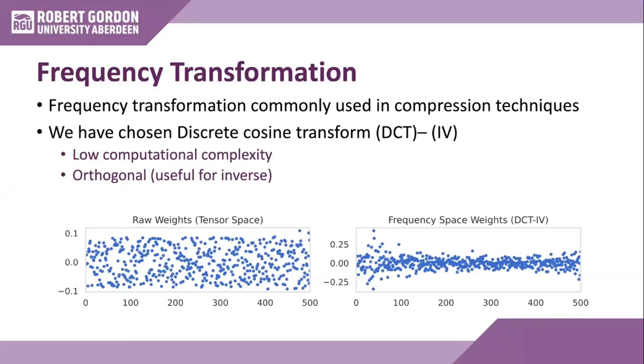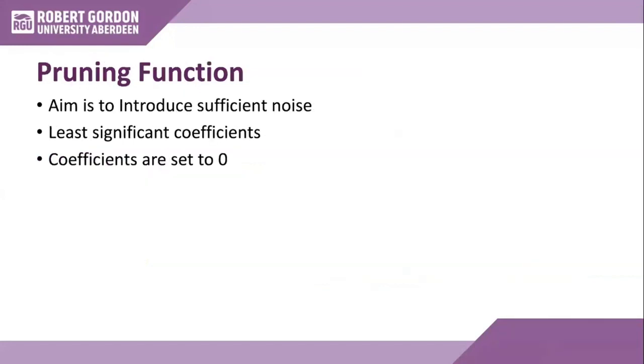For our transformation function, we have used DCT, which is known as discrete cosine transformation, for its low computation cost and orthogonality. In the diagrams below, left shows the row space and right shows the frequency space. The advantage of this transformation is that frequency space coefficients are sorted by their significance, which allows us to efficiently prune. If you move on to the pruning function, the aim is to introduce sufficient noise again. So we could ignore all the least significant coefficients, make them zero, and communicate to the server.